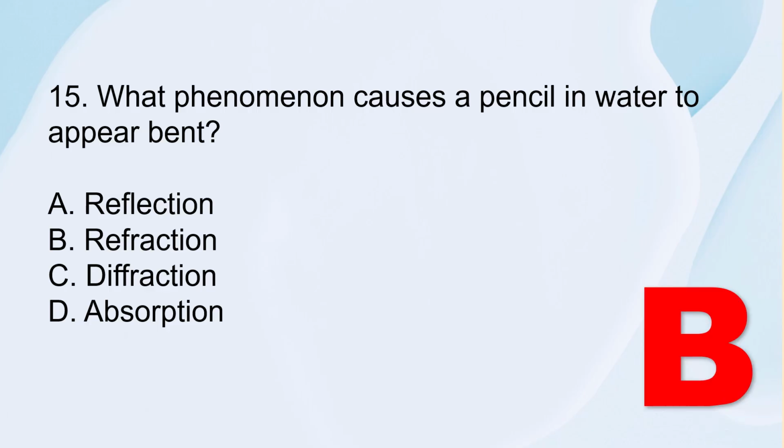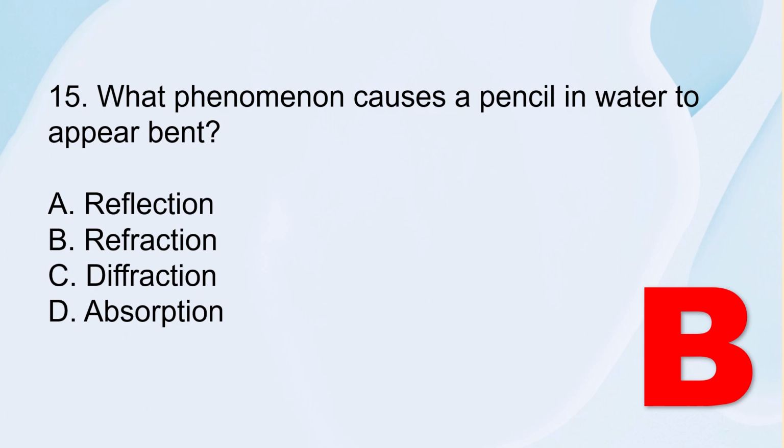Okay, then the correct answer is refraction. Refraction is all about the bending of light as it travels from water to air. So that's what causes the pencil in water to appear bent. So refraction is the correct answer.